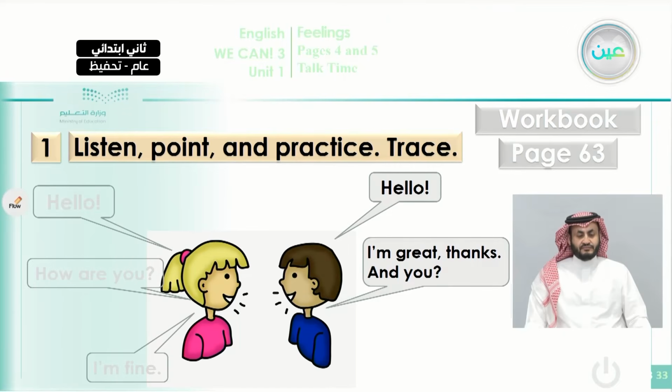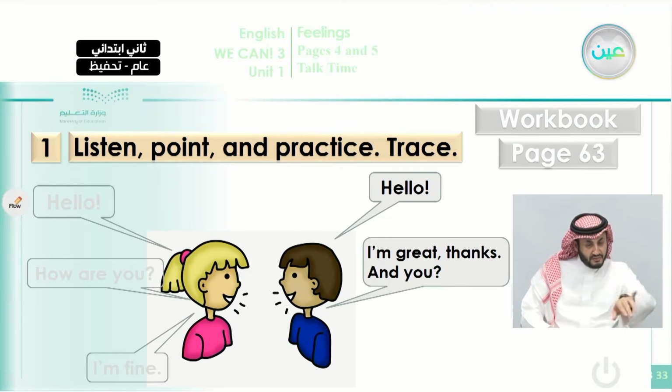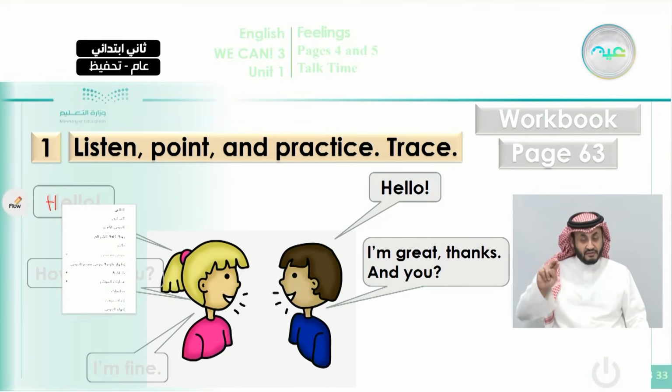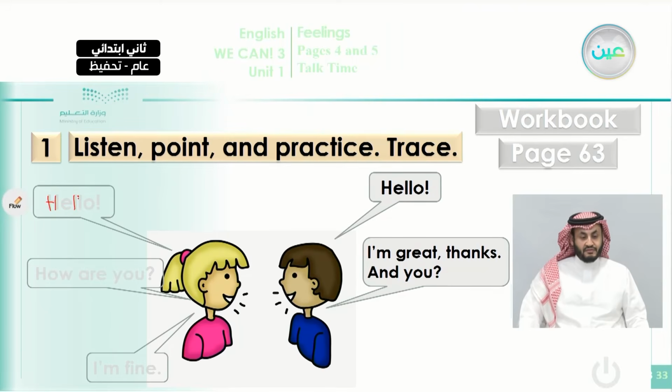But here we need to trace. To improve your handwriting, to make your handwriting better, you need to go to your workbook, page 63, and trace these phrases or statements. You trace them, meaning you write over them. Let's try one of them, like hello, you do like this. That's called tracing. Here, E, okay, L, and O, okay, and so on.